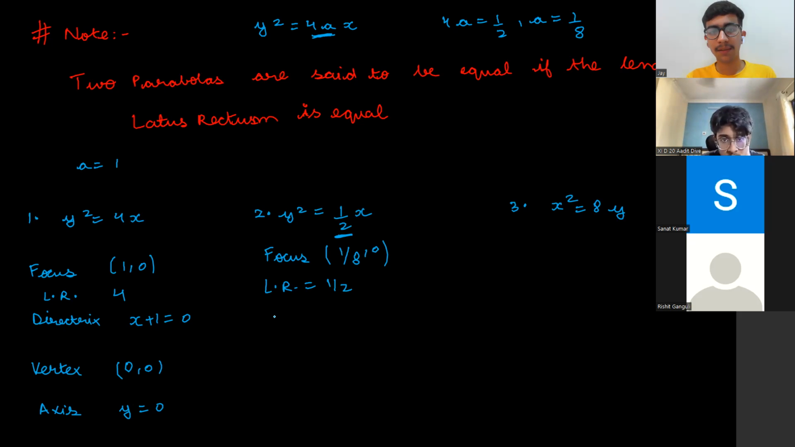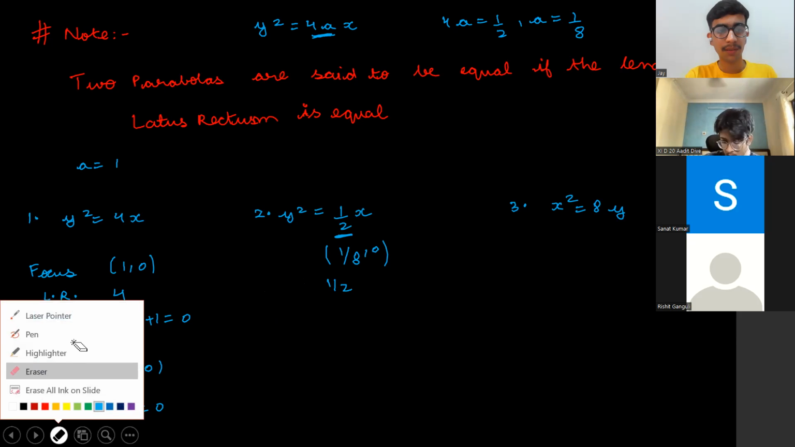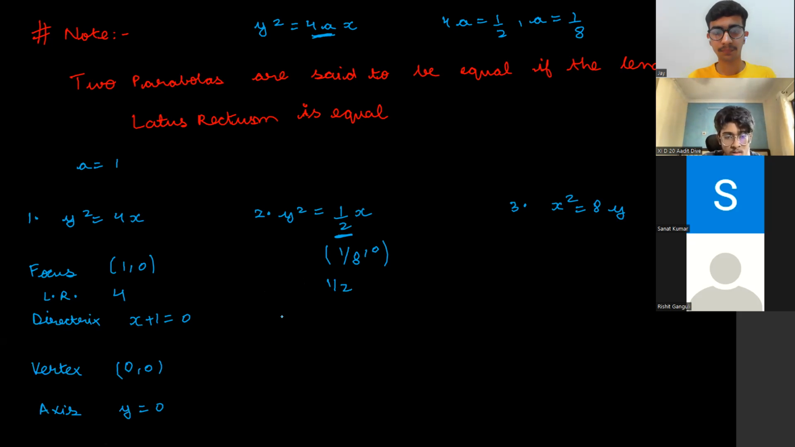Okay, what about the directrix? I am writing this. X plus 1 by 8 equals to 0. What about the vertex? 0, 0. And what about the axis? Y is equal to 0. Great.